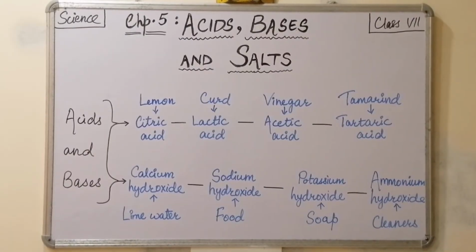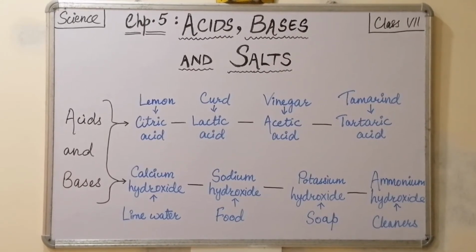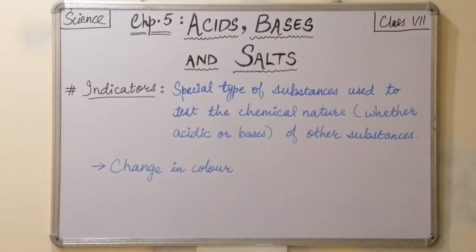Now there must be a question in your mind: if we are not going to touch or taste these acids and bases, as they are dangerous, how are we going to identify them? For this identification, we have different types of indicators, and these indicators help us to identify acids and bases. Let us move on to learn these indicators. So let us know what the indicators are. The indicators are defined as special types of substances used to test the chemical nature, whether acidic or basic, of other substances.